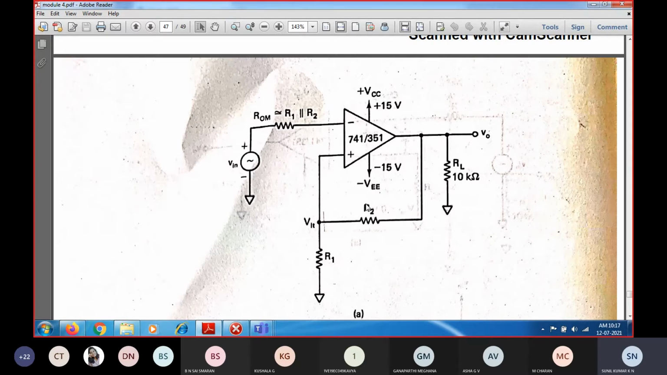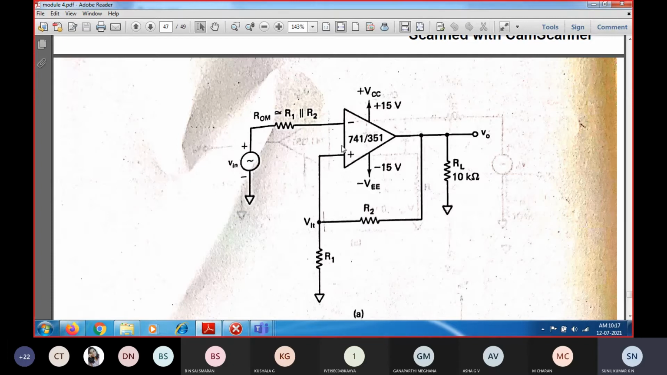The voltage drop across R2 is V naught into R2 divided by R1 plus R2. At the same time, if I want to know the voltage drop across R1, it is V naught into R1 divided by R1 plus R2. So this voltage drop across R1 is going to be given as input to the non-inverting terminal.